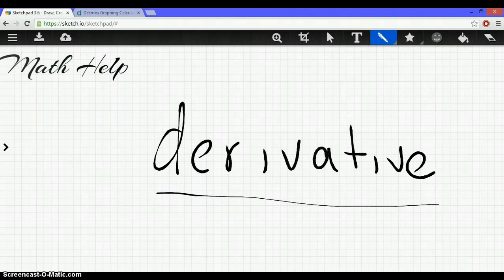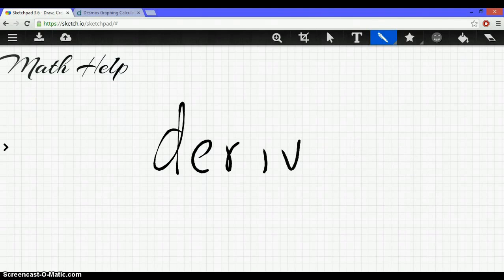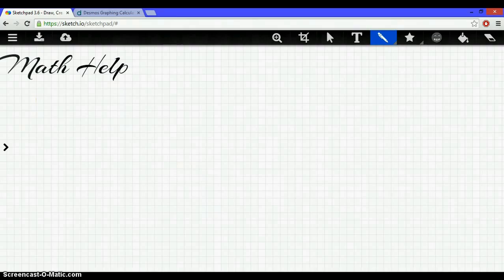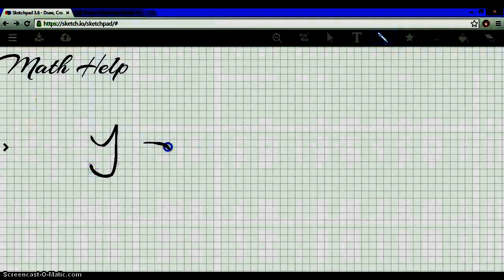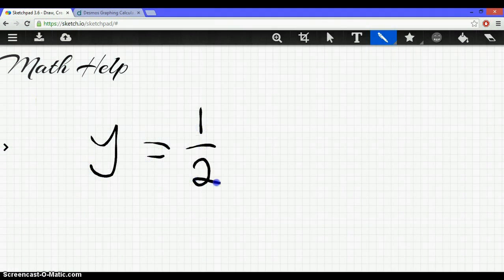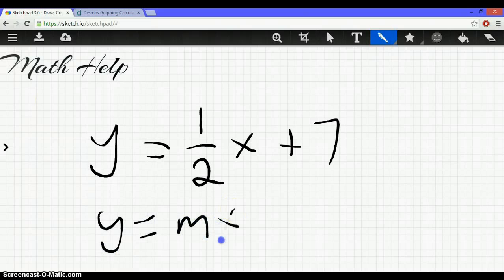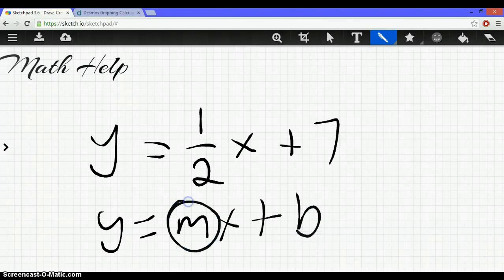So if you have a normal linear function, for example, let's say we have y is equal to 1/2 x plus 7, and we're trying to find the slope of this. Well, since we know that y equals mx plus b, and in this form the m is equal to the slope, we can easily deduce that 1/2 is the slope of y equals 1/2 x plus 7.